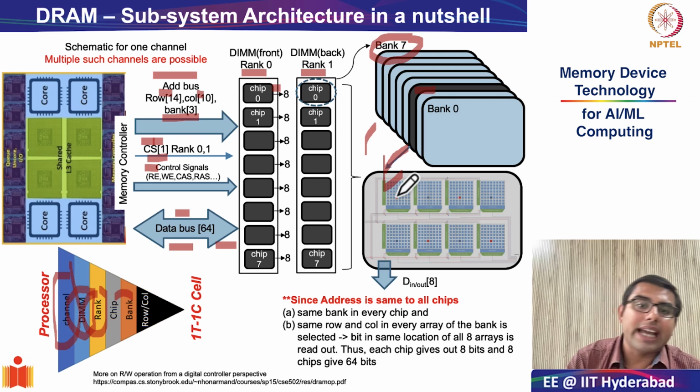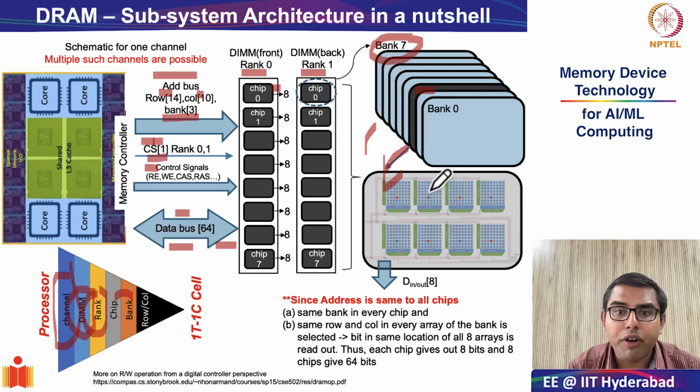Okay. And therefore, as I indicated, from each and every row and column, 1 bit is outputted, and therefore from one bank 8 bits are outputted, and of these 8 banks, at a time only one bank is selected in the chip. So 8 bits from one chip are being sent out, and collectively from one rank or from one DIMM at a time, 64 bits are being sent out in one channel. Okay, so I hope this gives you a good understanding of the DRAM subsystem architecture.